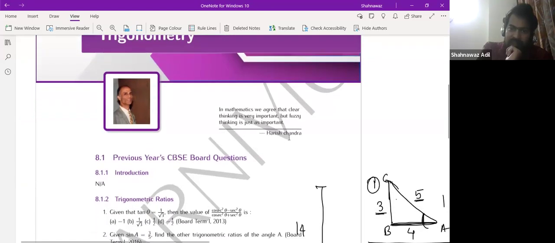So just remember this thing, right? In mathematics, we agree that clear thinking is very important. But if you are getting some fuzzy idea, that is also important, right? You can connect those fuzzy ideas and then you will get some clear idea. So a fuzzy idea is also important, okay, guys.